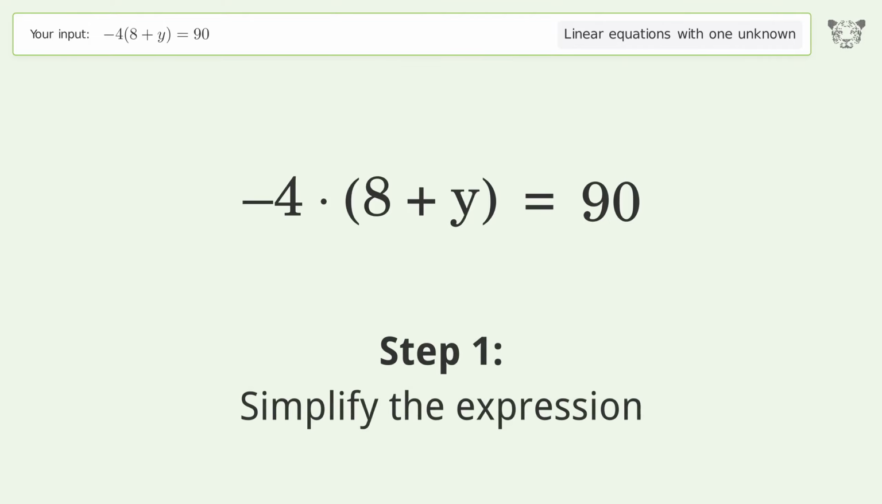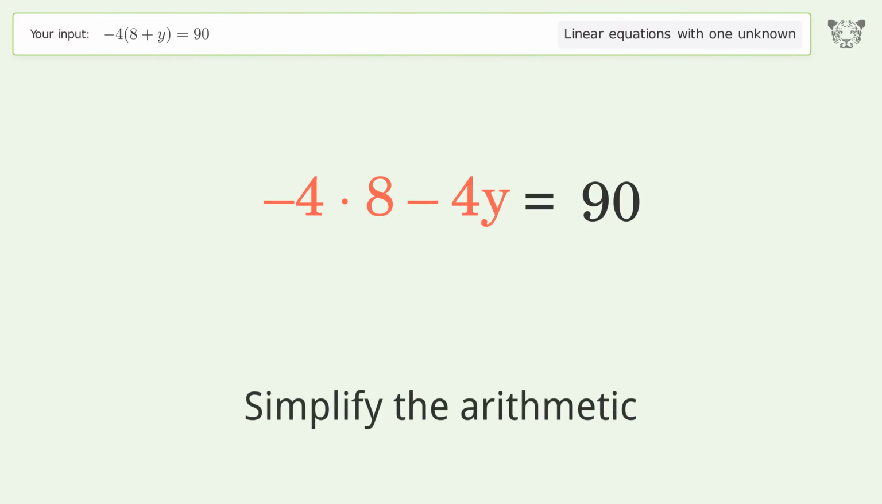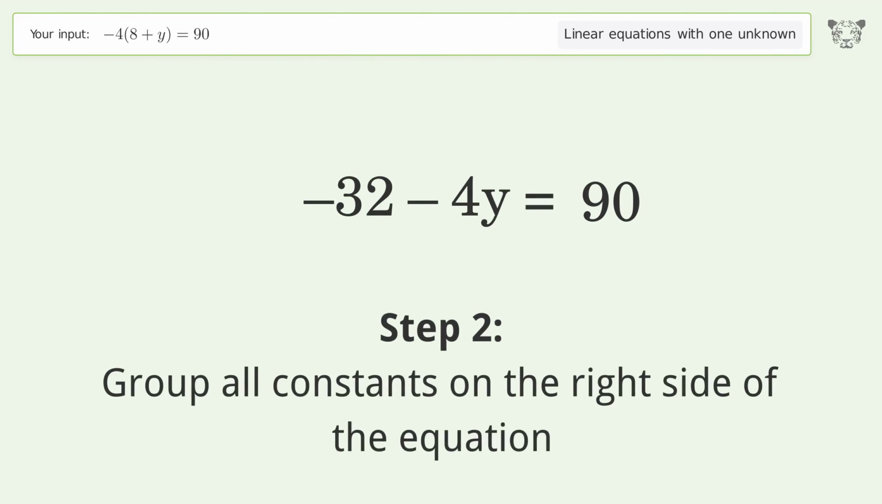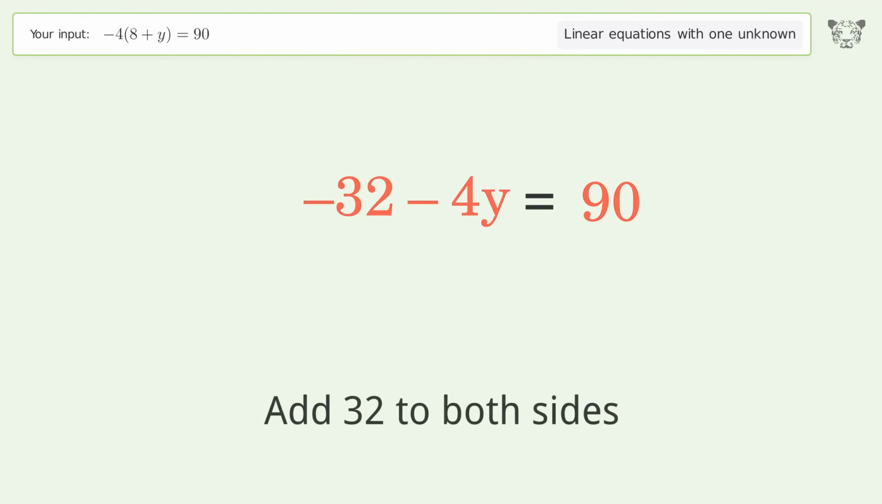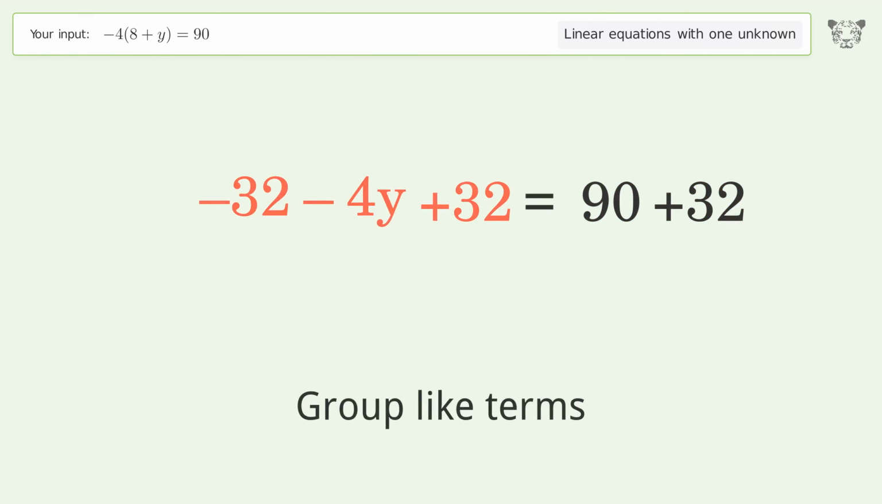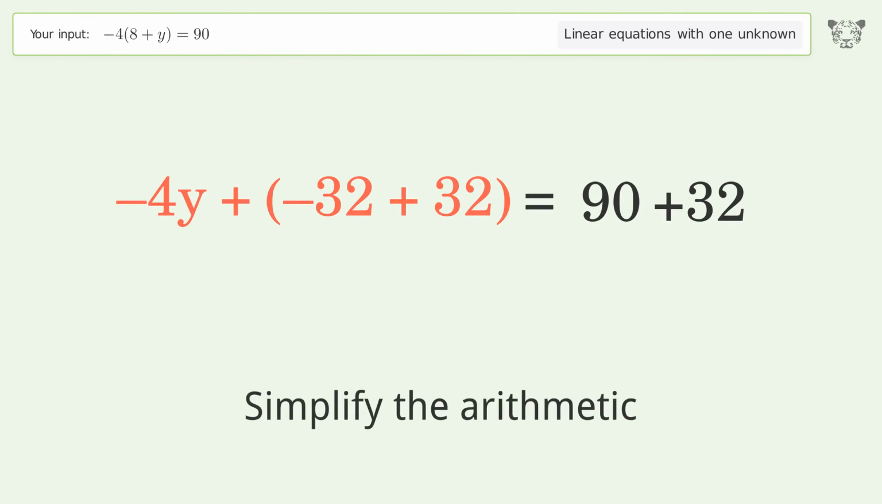Simplify the expression. Expand the parentheses. Simplify the arithmetic. Group all constants on the right side of the equation. Add 32 to both sides. Group like terms. Simplify the arithmetic.